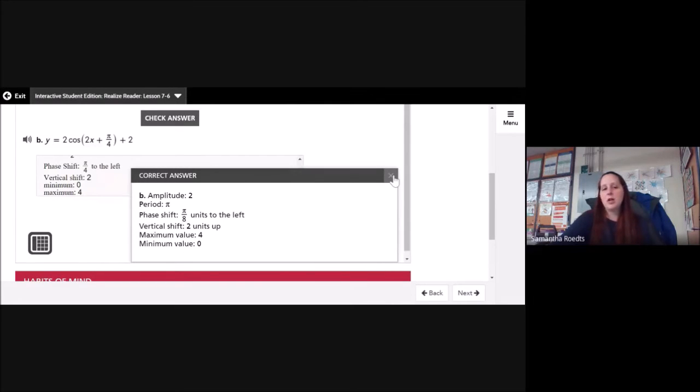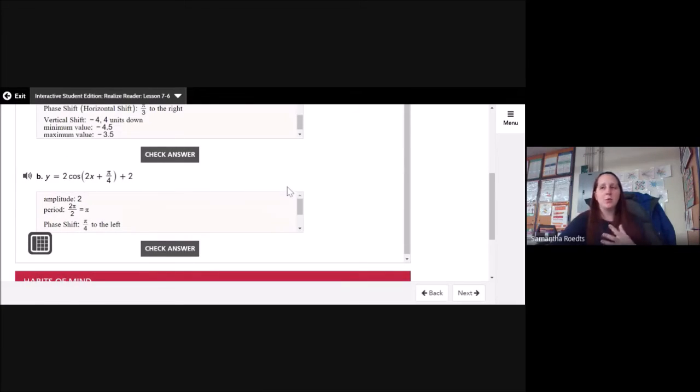Sometimes you just have to double check with these, especially with the negative values. You can sometimes flip the minimum and maximum. So you're just subtracting 1 and adding 1, and then whichever one's the smaller, that's your minimum value. Whichever one's the larger, that's your maximum.